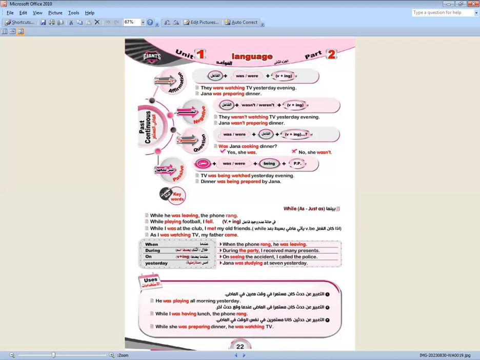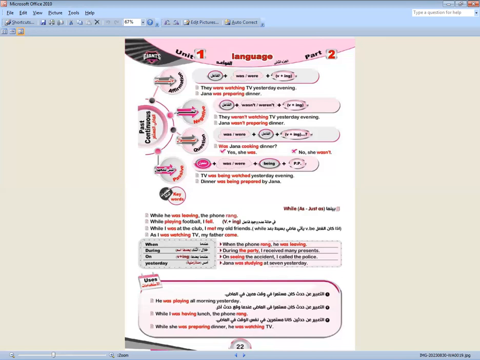And here are the rest of the keywords. We have when, during, and on. When the phone rang, he was leaving. After during, we put a noun. During the party, I received many presents. After on, we put verb plus ing. On seeing the accident, I called the police.